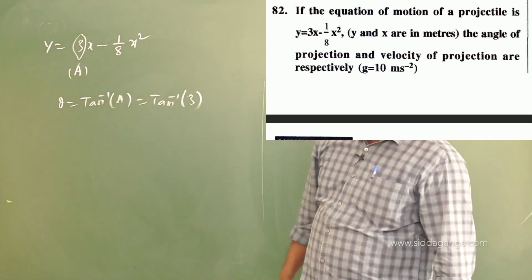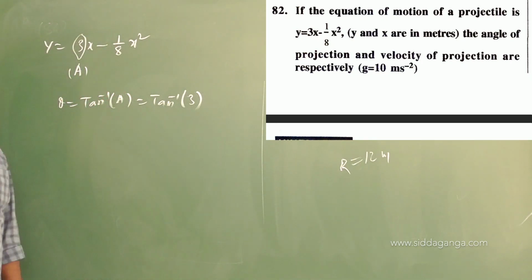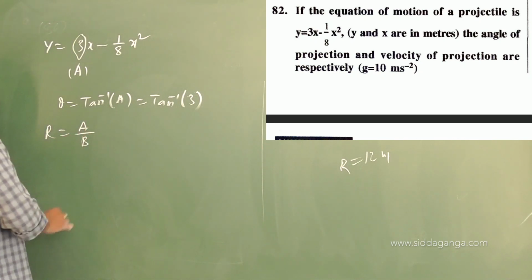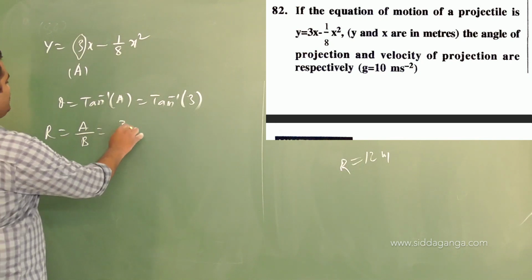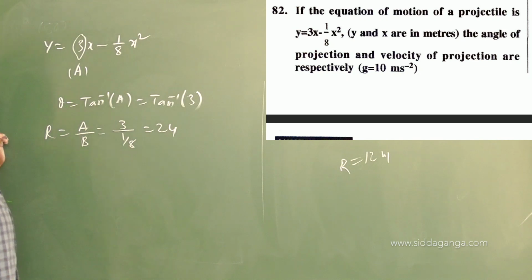Now how to find the velocity of projection they are asking? Range is a by b. A is 3, b is 1 by 8, that is 24. You will get the range formula.